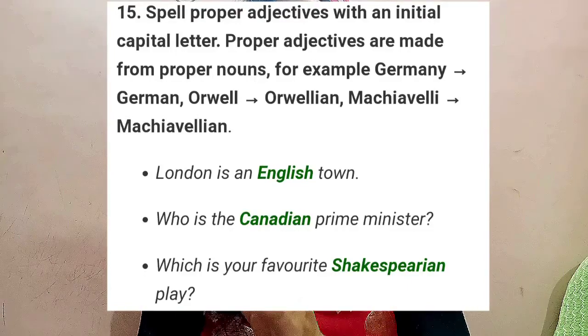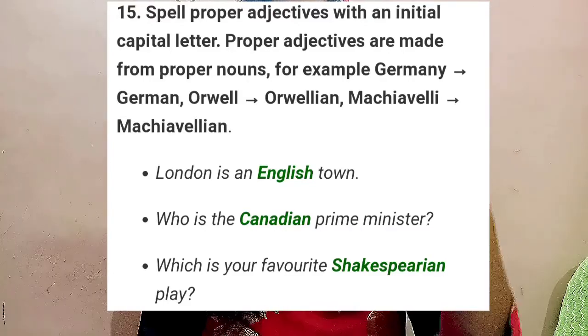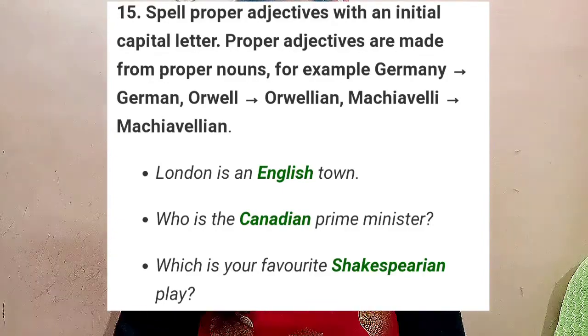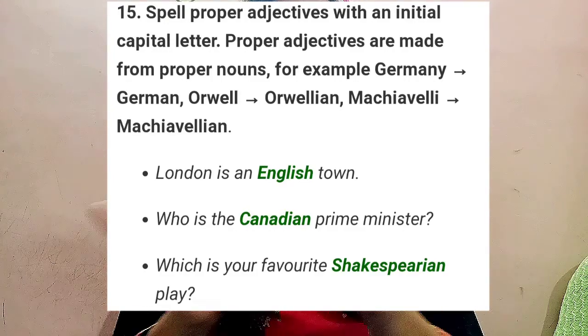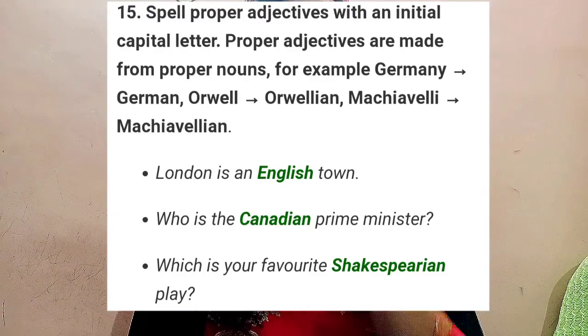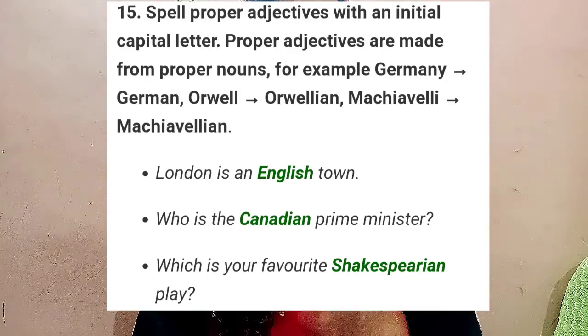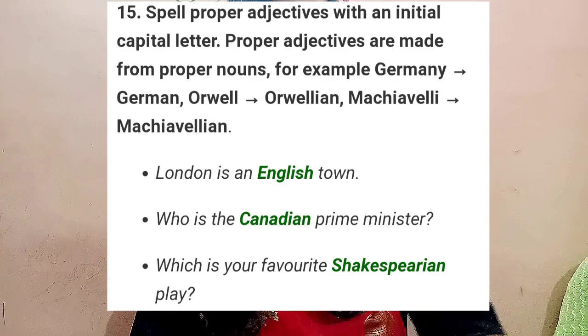Canadian is a proper adjective, because Canadian only belongs to a particular segment of this world. All people, or the whole human race, is not Canadian. Only one particular group of people is considered to be Canadian. So here, in Canadian Prime Minister, the term Canadian refers only to one particular section of people. That is the reason Canadian is a proper adjective, and we will write Canadian with a capital C. Okay, let's move on to the next one.